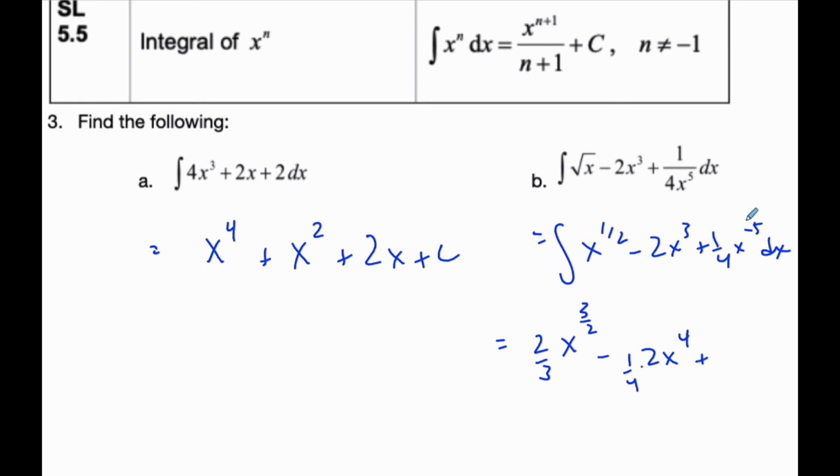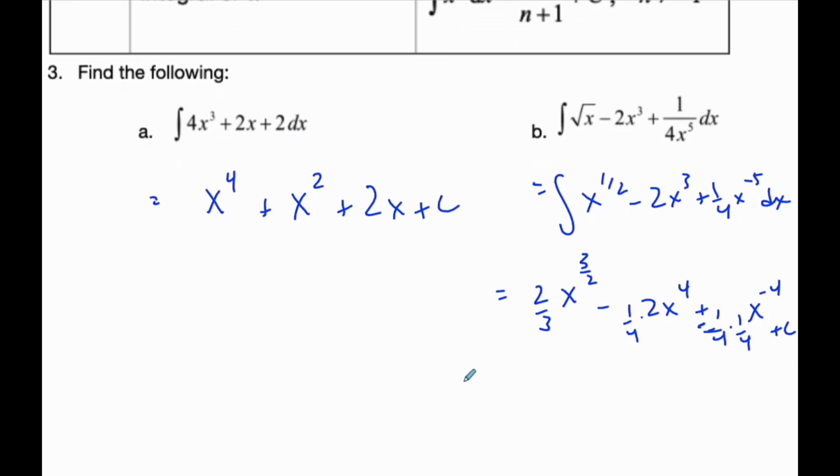Plus, well, I'm going to add 1 to the exponent. If I add 1 to -5, that's -4. And I multiply by the reciprocal, -1/4 times the 1/4. And so I have to be careful of my negative signs, plus c. Simplifying that, I get 2/3 x to the 3/2 minus 1/2 x to the 4th. And then minus, keep track of that minus sign, 1/16 x to the minus 1/4 plus c.